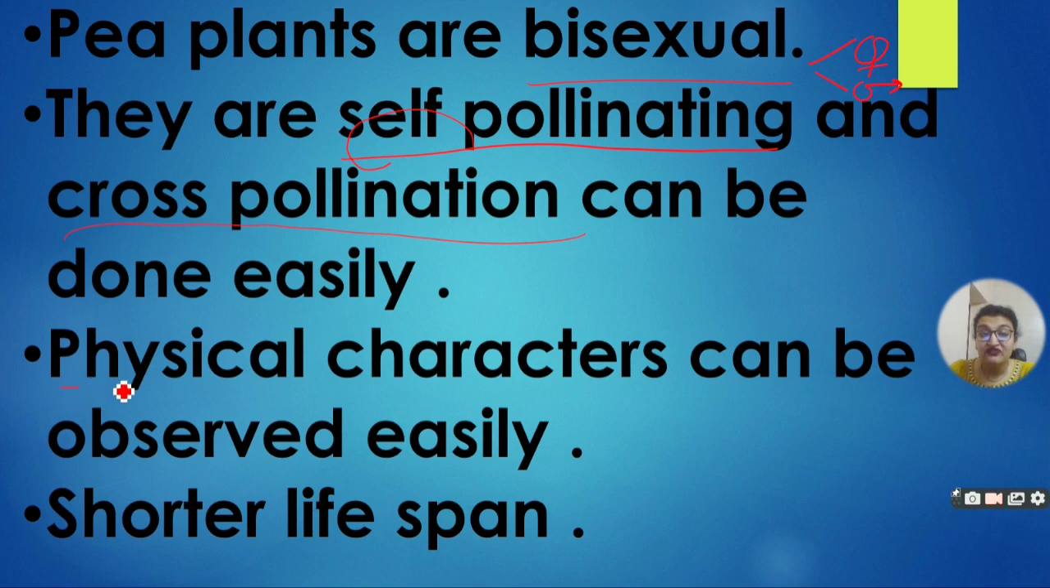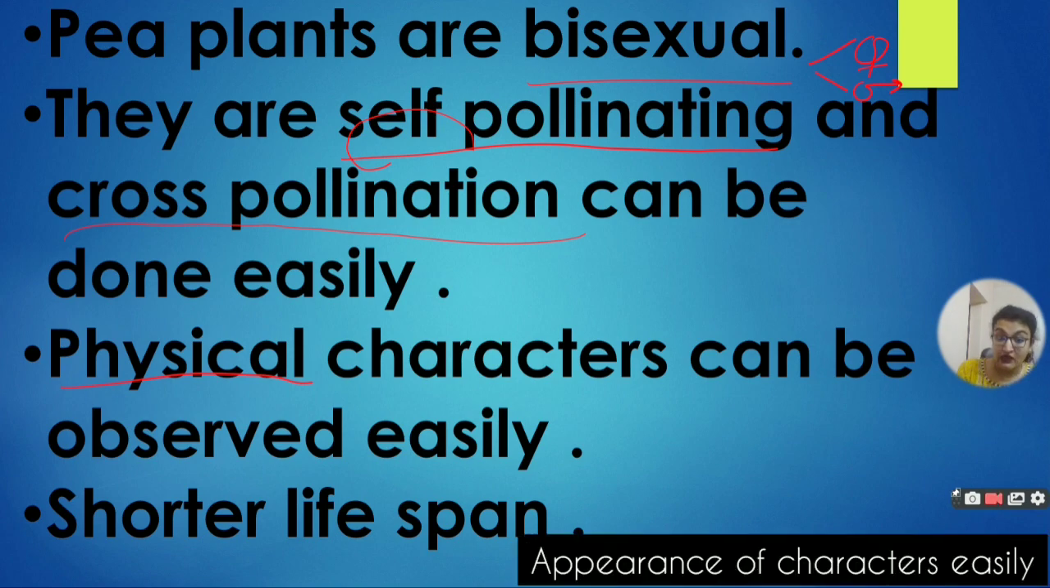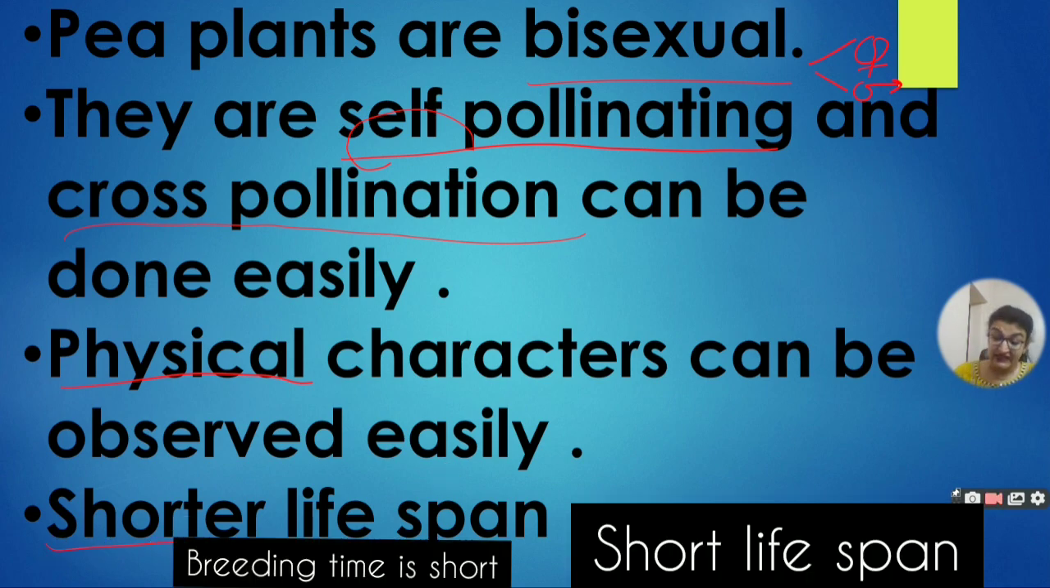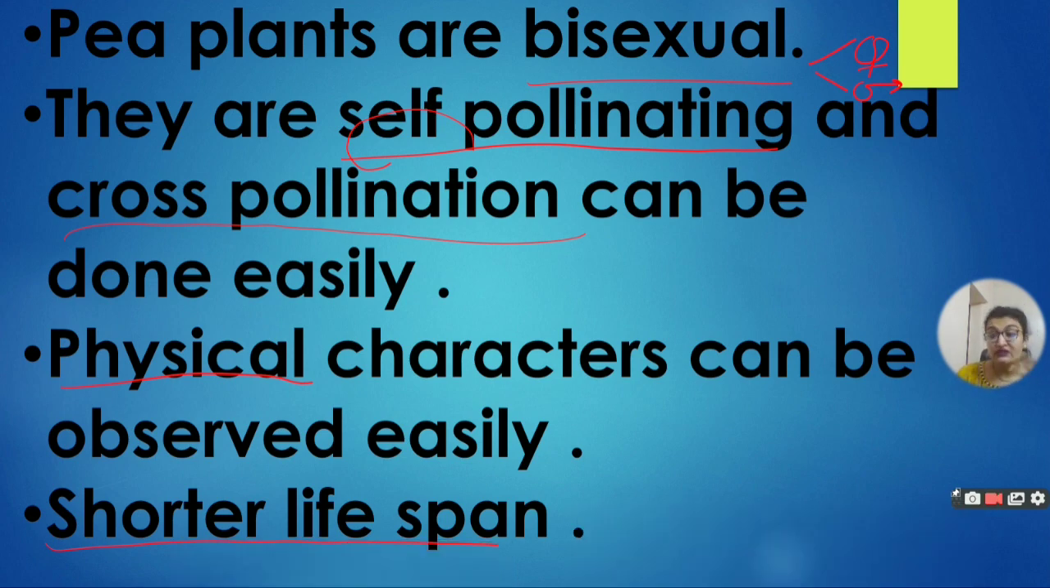Another reason is the physical characters. When you see a pea plant, you can see a lot of physical characters easily. He was able to identify a lot of characters with his naked eyes. He didn't even need any instruments to do the studies. So that is why the physical characters are easily available and observed. Another is that it has a shorter lifespan and a shorter breeding period. It breeds in a very short period of time, and it even has a shorter lifespan. So he was able to get the offspring and the plants very frequently when the cross was being done. So these are the major characters.